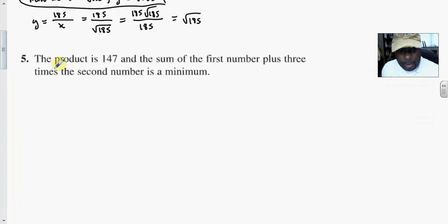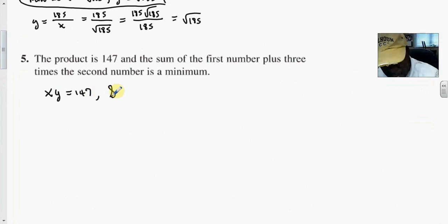This next one, very similar. The product of two numbers, let's say that's x times y, is 147. And then it says the sum of the first number, let's say the first number is x, plus 3 times the second number is a minimum. So we call this S, or you can call it capital M or M-I-N, for minimum. It doesn't matter. It's some kind of sum.